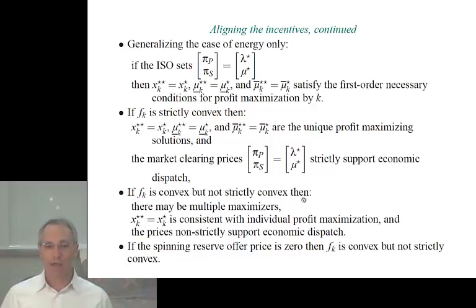If fk is convex but not strictly convex, then there can be multiple maximizers. But the choice xk star is consistent with individual profit maximization. We could say that the prices non-strictly support economic dispatch. The ISO will have to tell the generator that it wants it to dispatch at xk star, but that's fine because that's consistent with profit maximization. Let me observe that if the spinning reserve offer price is 0, then fk is convex but not strictly convex.